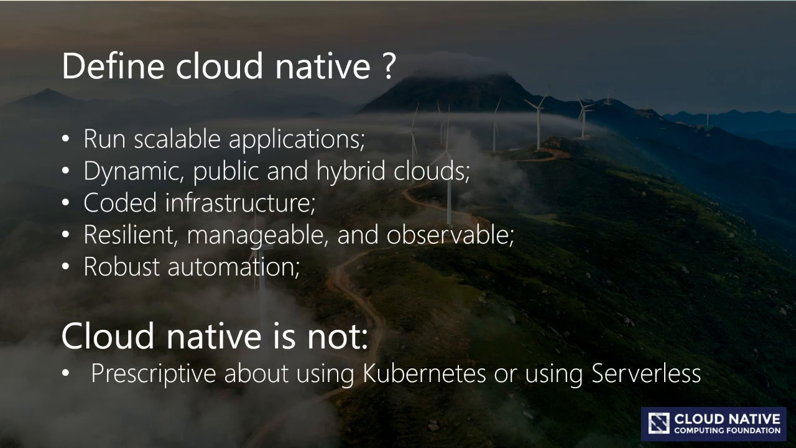Most importantly, to be cloud native in terms of your solution, it means we have robust automation, not just at the infrastructure piece, but also the application piece and everything that wraps around it. That's really what cloud native embodies and what it tries to do. Cloud native is not prescriptive about using Kubernetes or serverless technologies, although these certainly help you to become cloud native in terms of what those technologies espouse to provide us with.